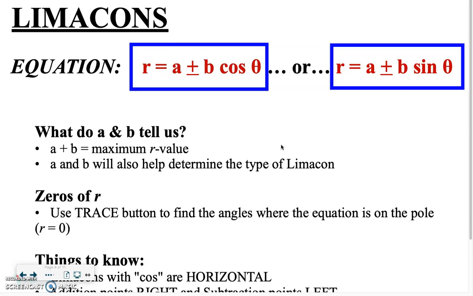Say that again. Variables? Is that what you're saying? The A and the B? Absolutely. We had A and N when we were working with the rose curves. Again, here it's A and B.